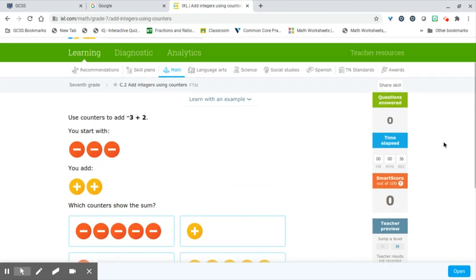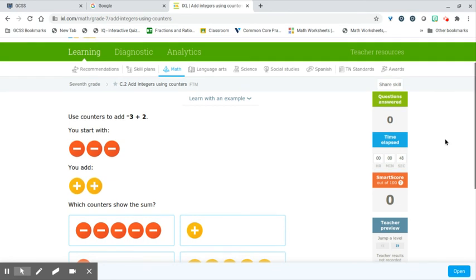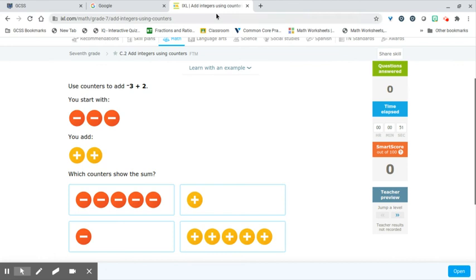All right, guys. So today we're working on IXL 6.2, add integers using counters. In class, we use the X's. This is just the same concept. If I have -3, I have 3 negative signs right here. If I have +2, I have 2 positives.